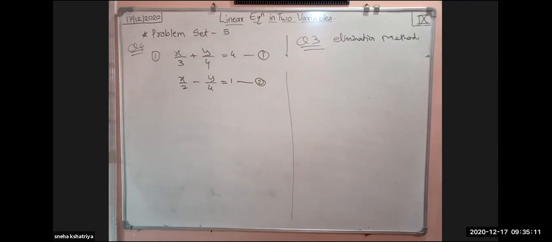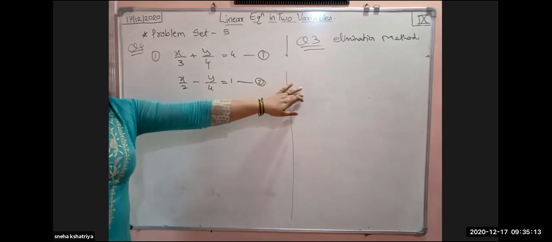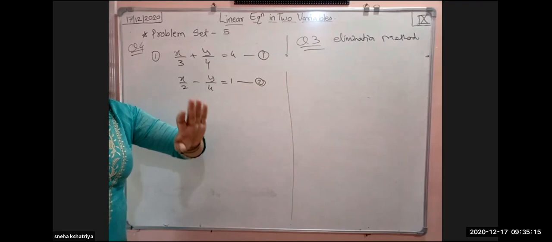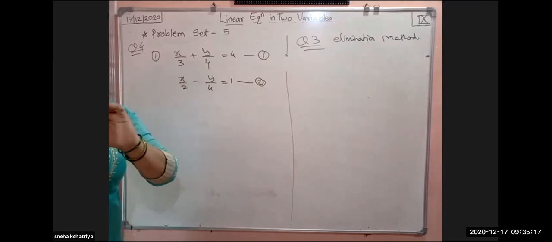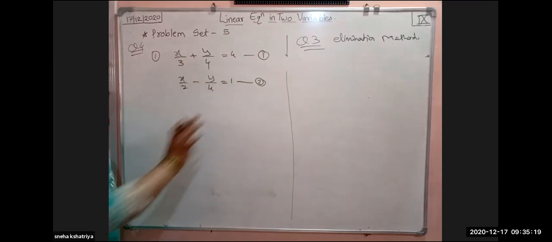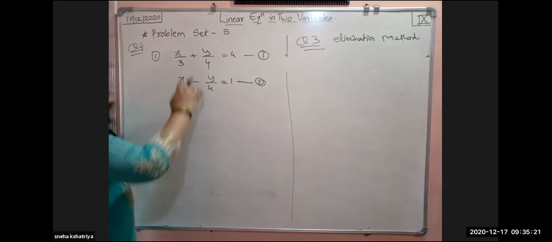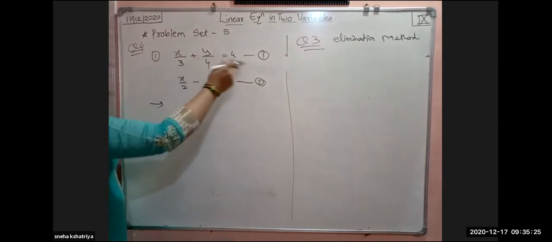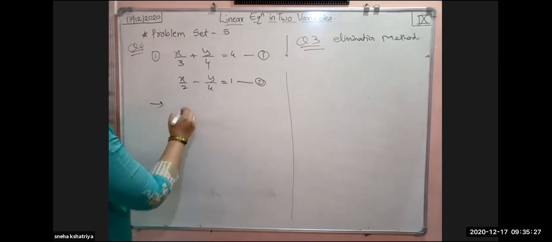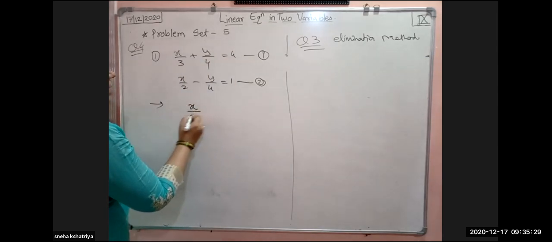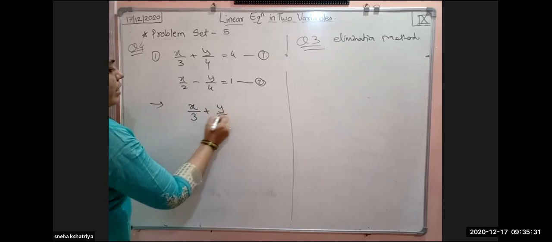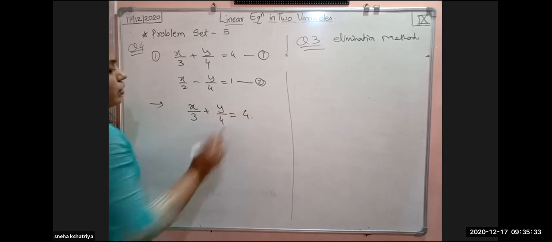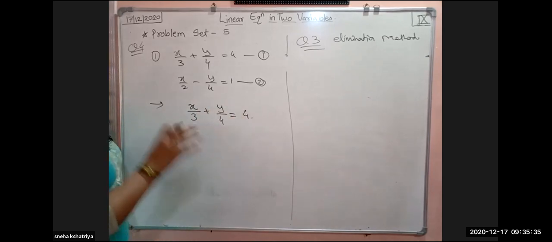Okay. Normally, till now, the examples we were solving were in linear form. There were no such kind of fractions. Now, such kind of fractions are coming, so how are we going to solve this? Let us consider equation number 1. What is equation number 1? x upon 3 plus y upon 4 is equal to 4. We have to convert this equation into linear form.